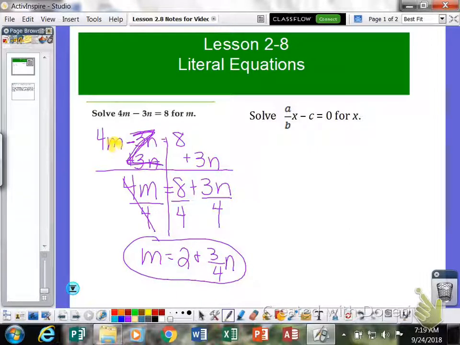It's not going to equal a value like 5, 10, negative 8, or anything like that. It's still going to have a variable in it because we did have two variables. That's what literal equations are.